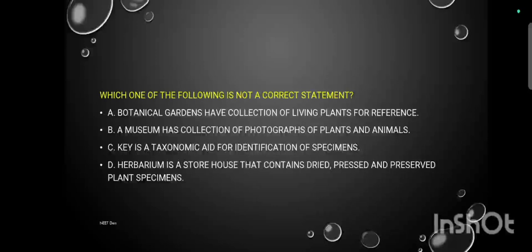Question. Which one of the following is not a correct statement? A. Botanical gardens have collection of living plants for reference. B. A museum has collection of photographs of plants and animals. C. Key is a taxonomic aid for identification of species. And D. Herbarium is a storehouse that contains dried, pressed and preserved plant specimens. So the incorrect statement is B.